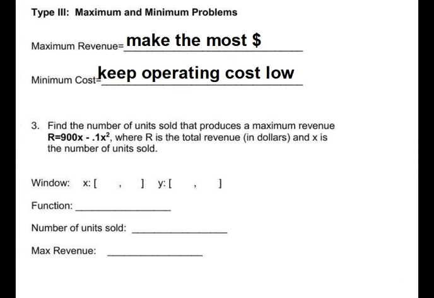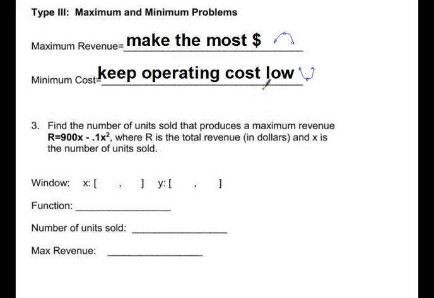Basically what we have is you're trying to make the most, so you're going to be looking at a parabola, and where your maximum profit, where you're making the most, that's going to be a maximum value, so you're looking for the vertex of the parabola. And when you're trying to keep the cost low, it's going to be an upward pointing parabola. So therefore, we're looking for the vertex of that, and it is at a minimum.